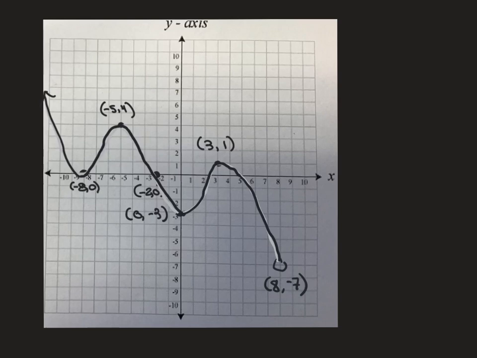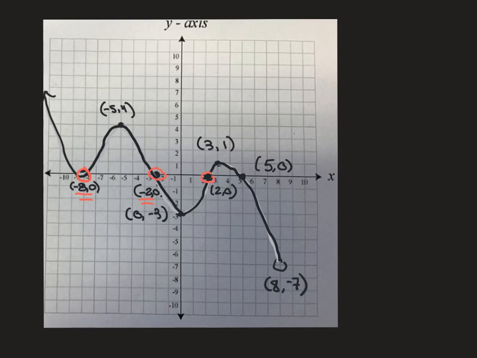So the first thing I want to talk about is this dot right here, my -8, 0, my -2, 0, and this dot right here, which I forgot to have you label, sorry. That dot right there is 2, 0. One more dot I forgot, sorry, I forgot these 2 dots. 5, 0.